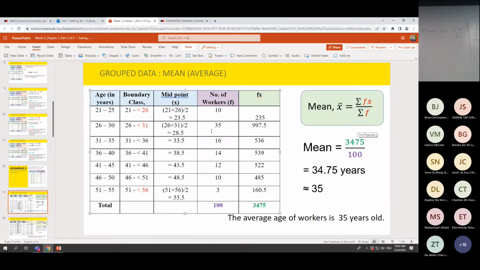The second class is also the same. The second class is using 35 multiplied with the x value 28.5. So you get 997.5. Continue the same process for the last class. The f value is 3, multiplied with the x value 53.5. So you get 160.5.